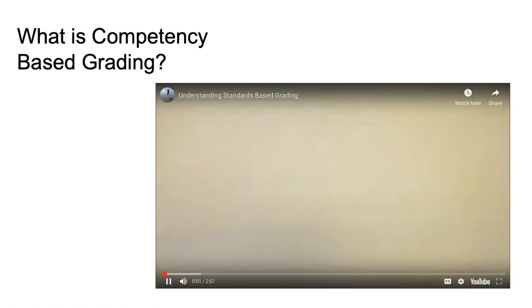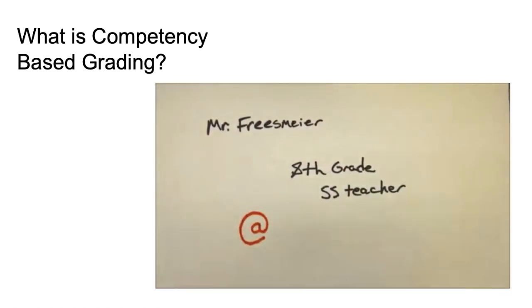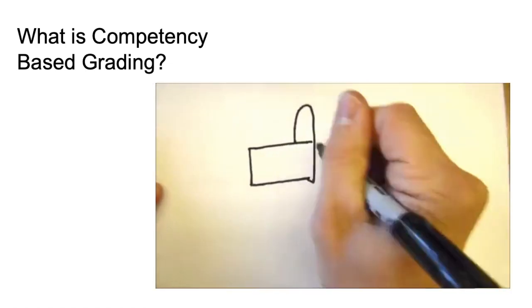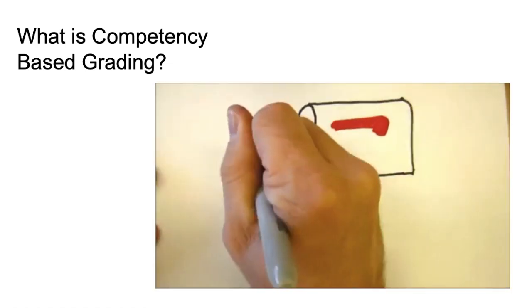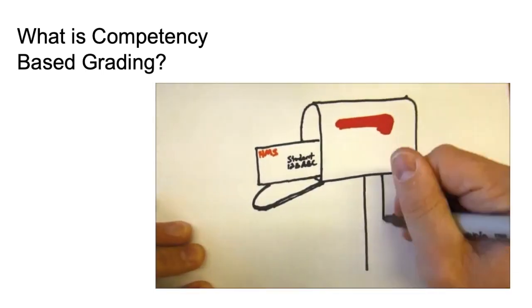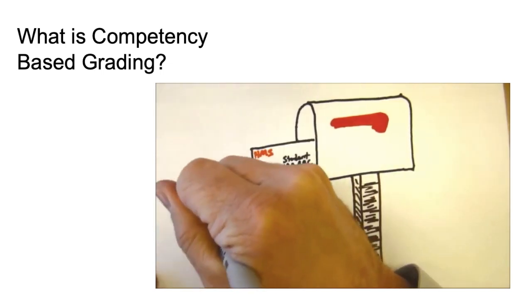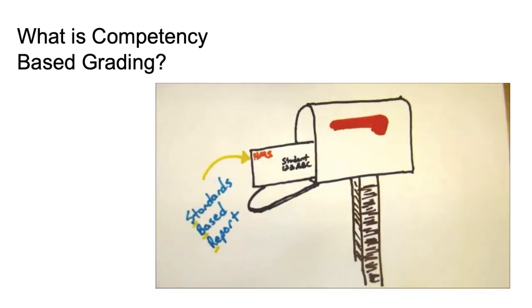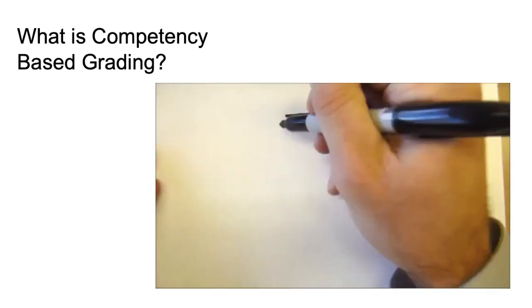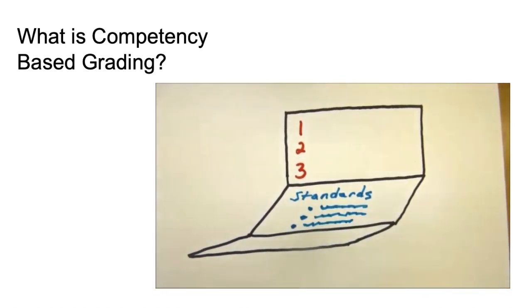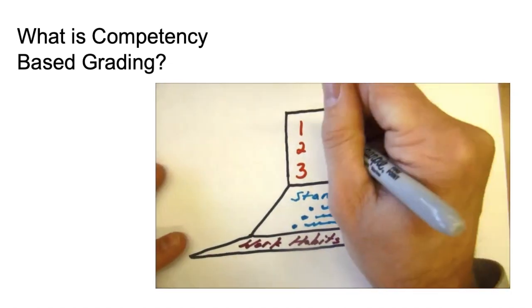Hello, I'm Mr. Friesmeyer. I'm an 8th grade social studies teacher at Harlem Middle School, and this is how we do standards-based reporting. So 8 times a year in the mailbox, you receive your standards-based report. It is absolutely important you understand what this means and how it provides you feedback for your learning. When that report arrives and you open it up, it just has a whole lot of confusing numbers on it. What do I do with these numbers? First, you need to understand what these numbers mean.